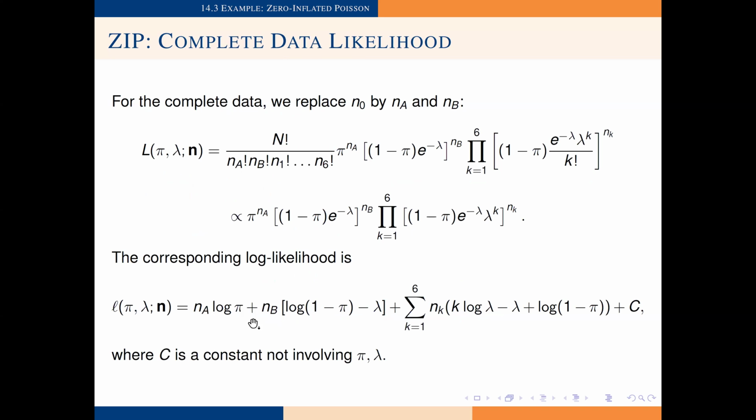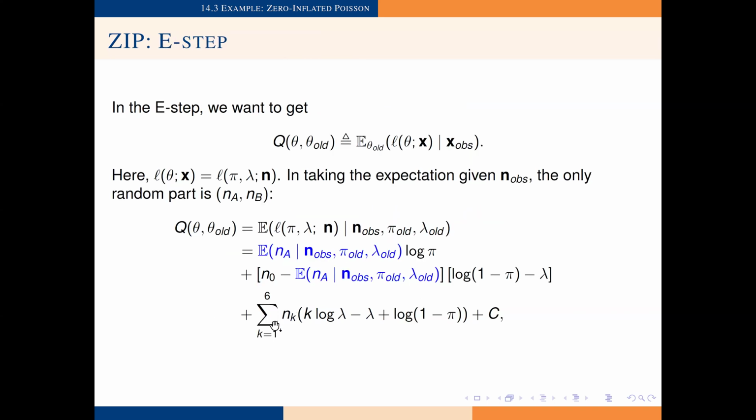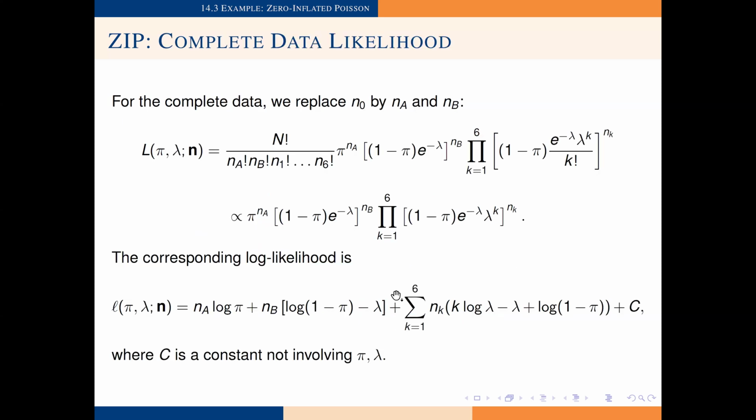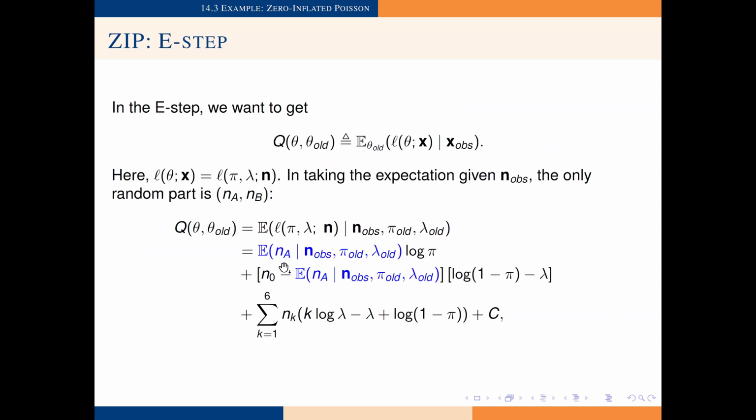So log pi is this thing. The other thing we need to replace is here we have NB, but instead we need to replace it by the expectation of NB, which we know is the same as N0 minus the expectation of NA, given these things. And everything else is the same as what we had on the last page. It's just these two expectations of NA that we will need to figure out. So what is the conditional expectation of NA given the observed data and pi old, lambda old?